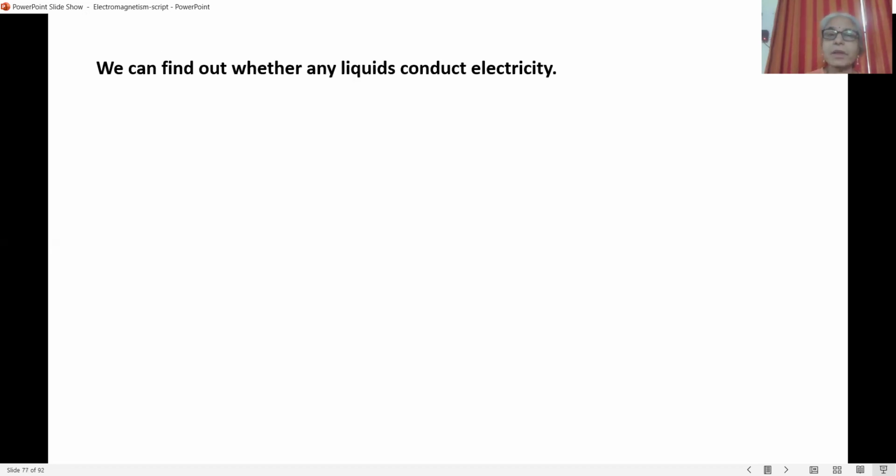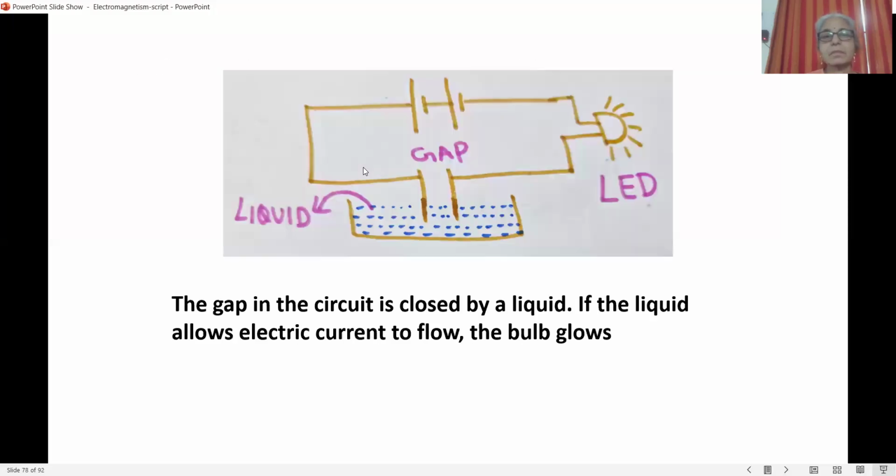Now let us find out whether liquids also allow electricity to pass through them. To do that, we use a similar circuit. We have one or two cells connected in series, and then we connect the cells to a small bulb. There is a gap in this connection. The wires connecting the cell to the bulb have a gap, and the gap is dipped in the liquid.